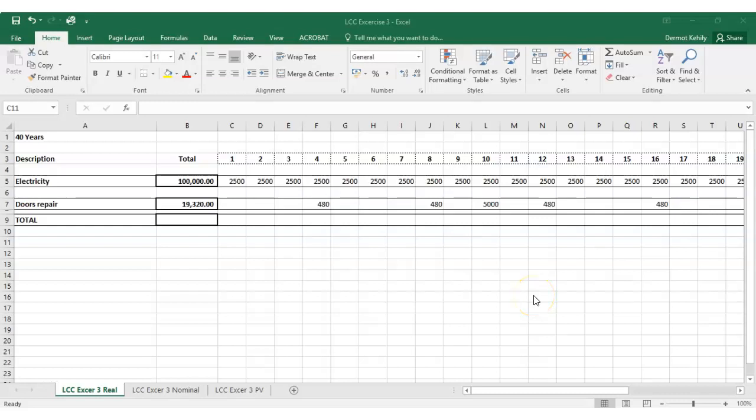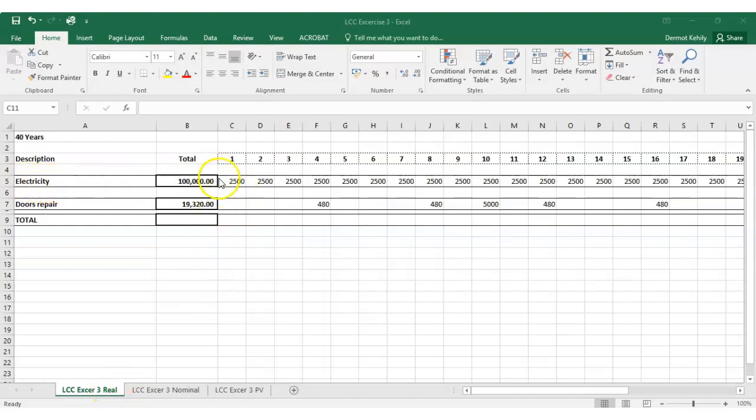Okay, so this is life cycle costing exercise 3, a continuation of exercise 1 and exercise 2. In fact, very similar to both those exercises. A little bit different than exercise 2 because we're back to calculating the life cycle costs horizontally here, rather than exercise 2, which was vertically. Another difference is that we've got 3 separate sheets for our real costs, our nominal costs and our present value costs, real being in today's money.